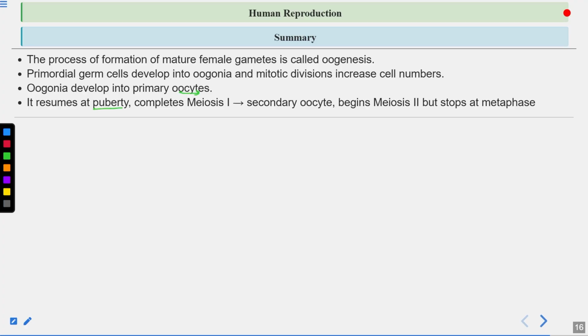This primary oocyte will complete meiosis 1 and form a secondary oocyte, and then the secondary oocyte will proceed to meiosis 2. But they get arrested in metaphase 2 of meiosis 2. When they come in contact with the sperm, they will complete meiosis 2, and they will form a large ovum and a tiny second polar body. So this was about oogenesis.